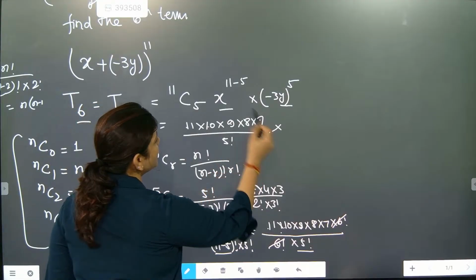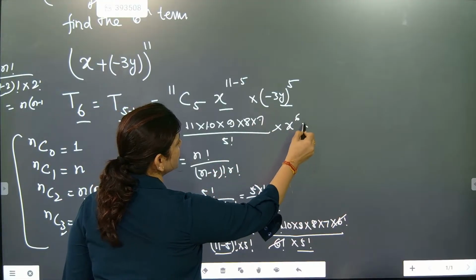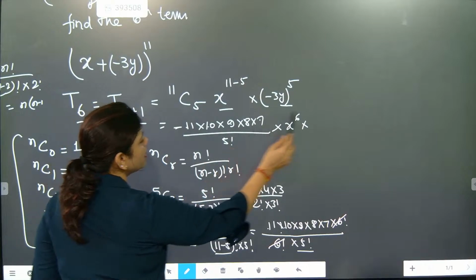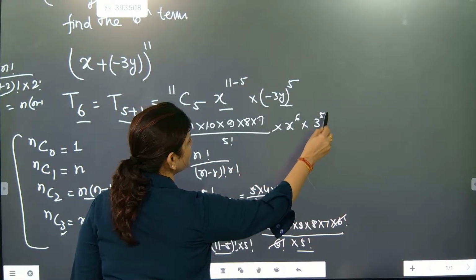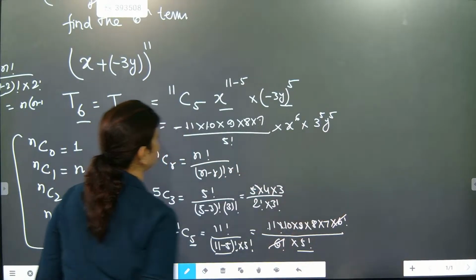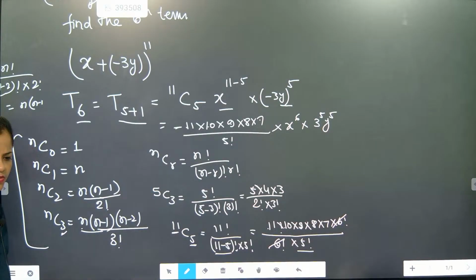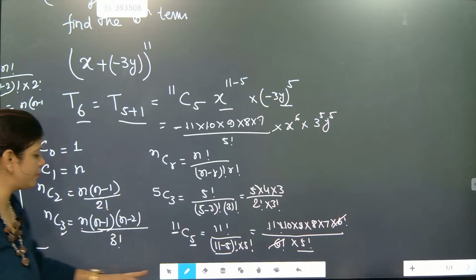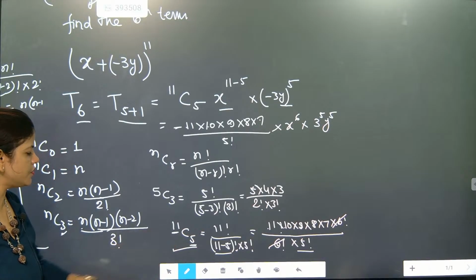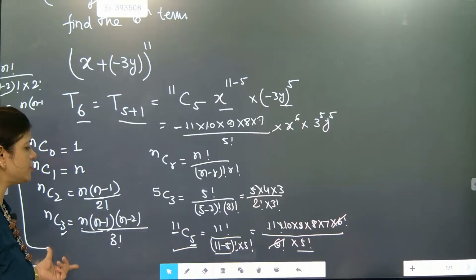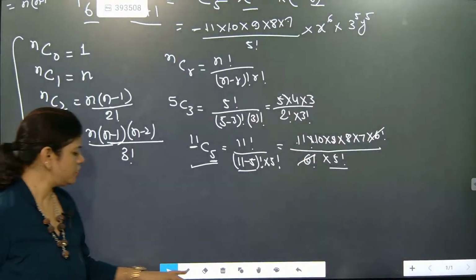And then here it will become x to the power 6 into minus 1, you note down, and then 3 to the power 5 y to the power 5 is coming. This is the way of writing. This is the most important way of writing. Absolutely correct, Sujata. One more time we will do how to go for combination in the shortest way, because if you have all these things, you will be able to solve.